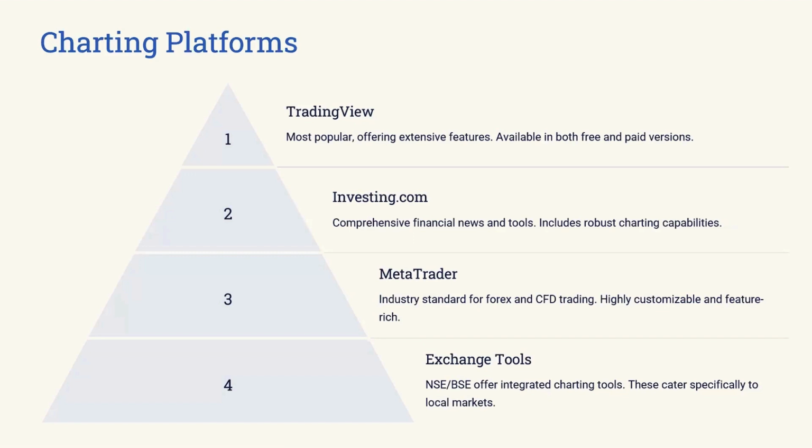The third one is the MetaTrader platform. MetaTrader platform is the industry standard for forex and commodities trading. MetaTrader 4, MT4, and its successor MT5 are the most widely used platforms by retail forex and commodity traders globally. They are known for their powerful charting and automated trading capabilities, highly customizable and feature-rich.